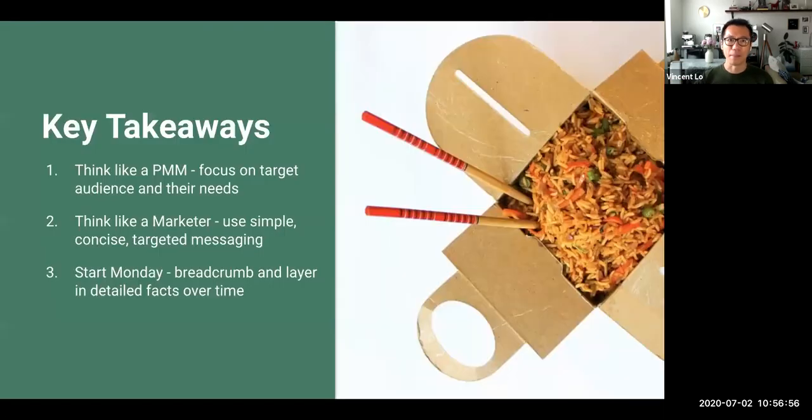Next. And I think what I want everybody to take away in terms of the way you think about battlecards is, think about it as a product marketer, which means be really clear about your target audience, which is your sales reps, your customer-facing teams, your customer success, your customer support, your executives, your partner teams.